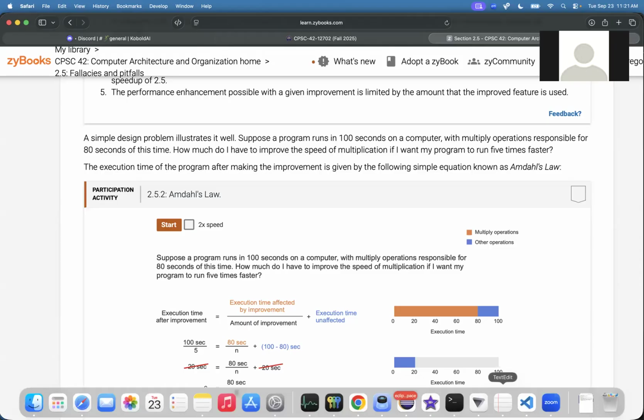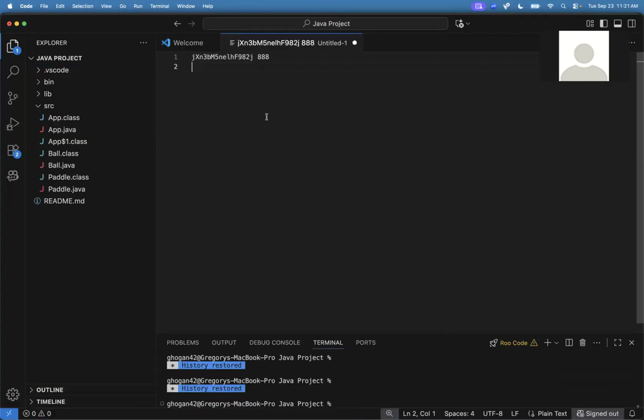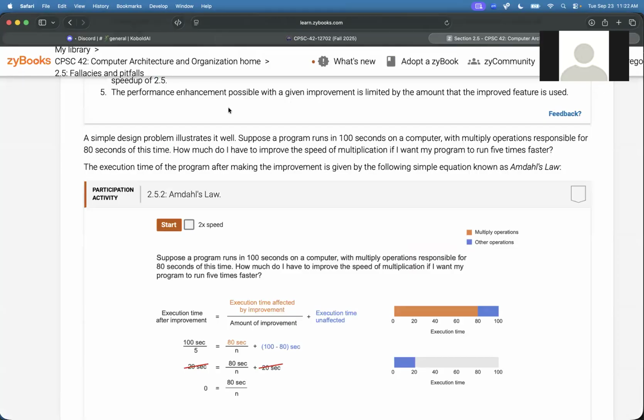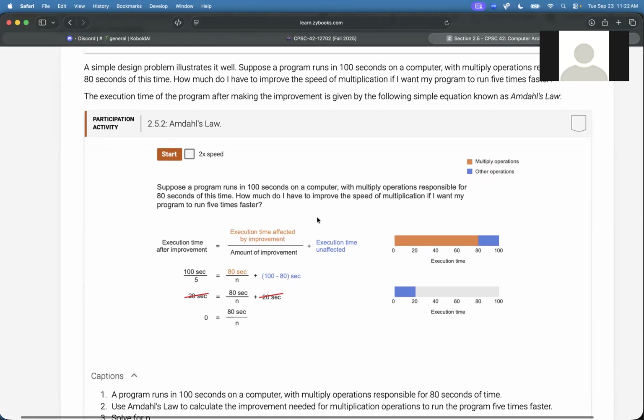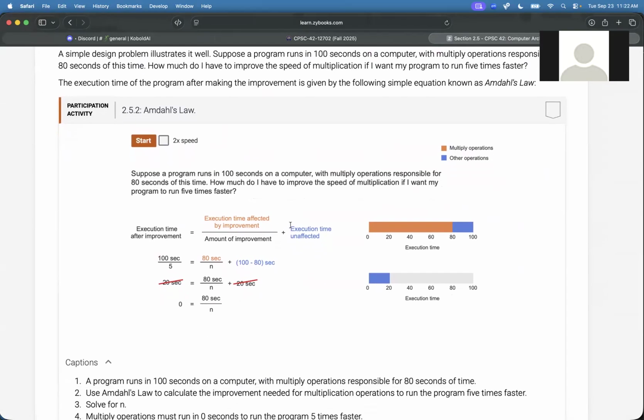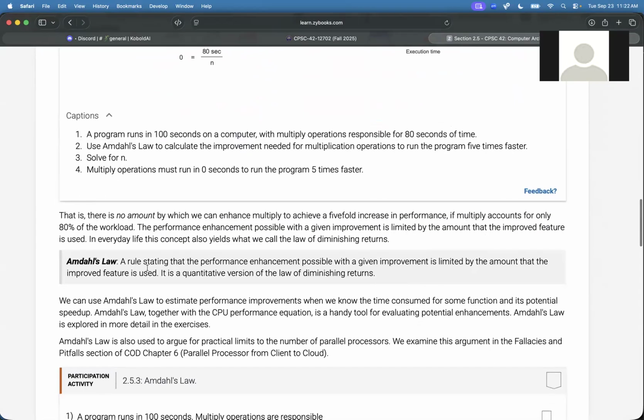And as far as that goes, I wouldn't necessarily say that we need to memorize any kind of formulas here, really. You just need to understand what's actually happening here. And so the rule as written here says the performance enhancement possible with a given improvement is limited by the amount that the improved feature is used, right? So you need to optimize only the stuff that you're running the most. Otherwise, you're not really going to get a benefit from it.